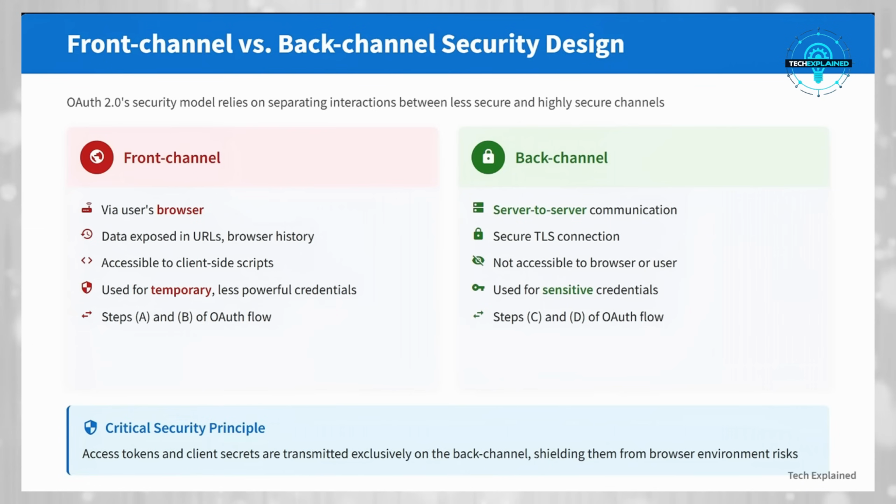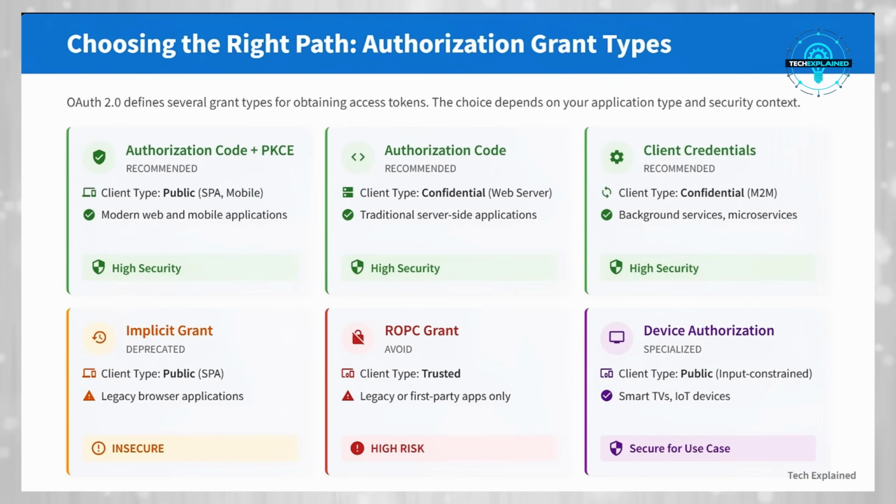Now that we understand this fundamental security principle, let's look at the different ways OAuth 2.0 can be implemented through various grant types. OAuth 2.0 defines several grant types, which are distinct flows for obtaining an access token. The choice of which grant type to use is critical and depends almost entirely on the type of client application you're developing and its security context.